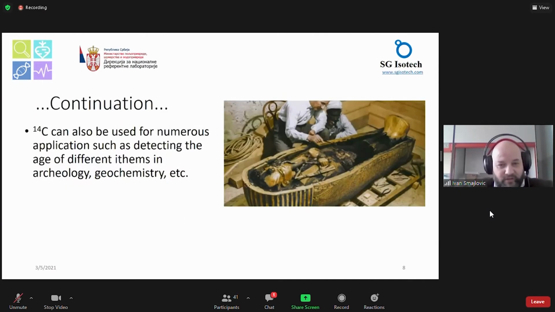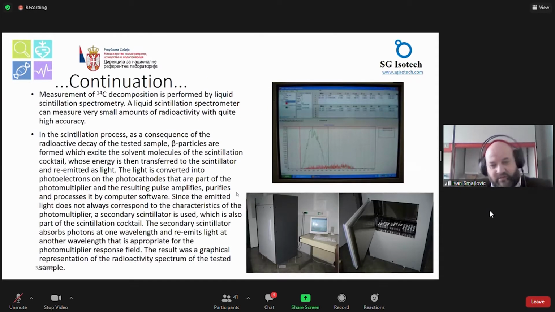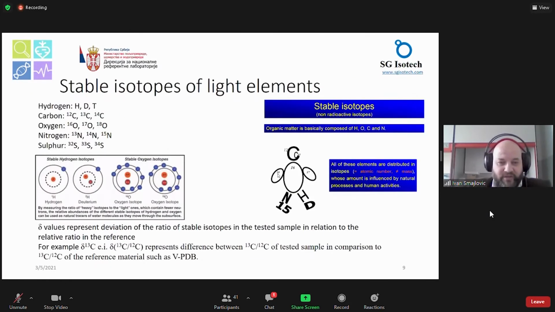But now, what we are more interested in: when I was starting with isotopes, the first thing I was working with was this scintillation instrument. But since I'm a food technologist and my topic was adulteration of food and detection of food authenticity, I found out that stable isotopes can give us more information than 14C. So that's why I transferred myself to stable isotopes. So, stable isotopes of light elements.